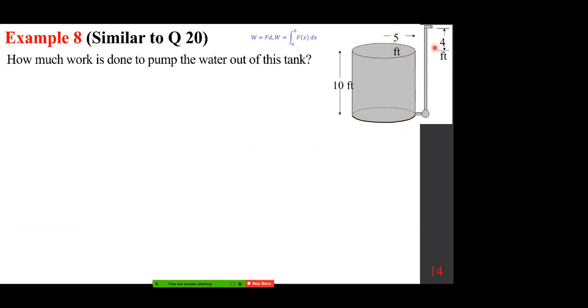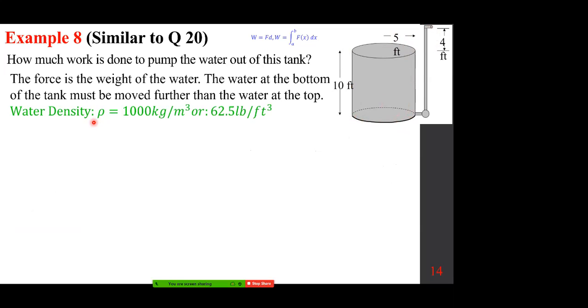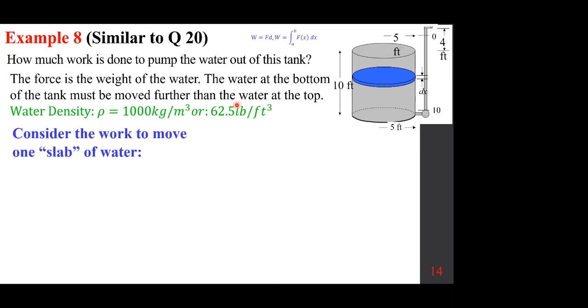What is the force? It is the weight of the water. Now, we've discussed that the density is 1,000 kilograms per cubic meter, or 62.5 pounds per cubic foot. We've discussed that in the very beginning. That's a piece of information that must be given to you. Okay. So the idea is to move a slab of water, okay, a very small increment of the water, which we are going to give the width of dx. We want to move it up.